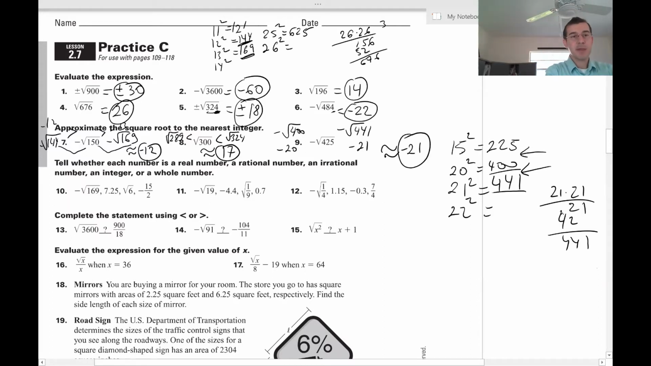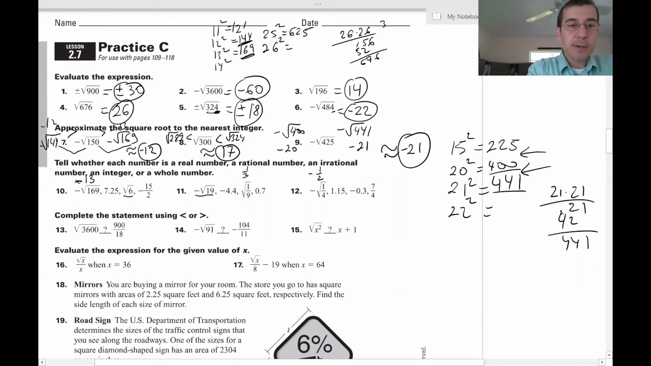Okay. Next one, tell whether each number is a real number, a rational number, an irrational number, an integer, or a whole number. So minus square root of 169, that's minus 13. Square root of 6, this is going to be an irrational number because we don't have a perfect square. Also this one, minus square root of 19. Square root of 1 over 9, that's 1 over 3. Minus square root of 1 over 4 is minus 1 over 2.